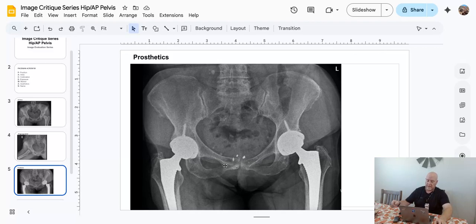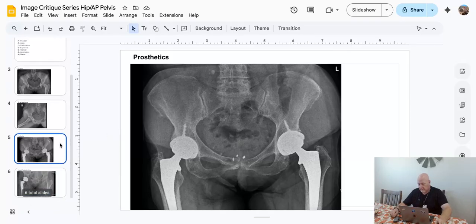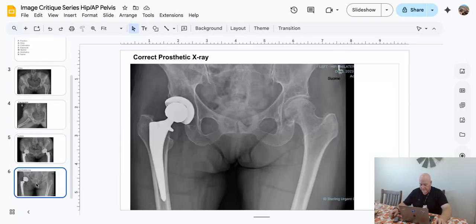Okay, sorry, I got a cat in the way. Let's go down here and look at what I'm talking about. So here we've included the bottom of the prosthetic. Okay, note that we've cut our pelvis off at the ASIS right here. Okay, but we're able to see the bottom of the prosthetic.